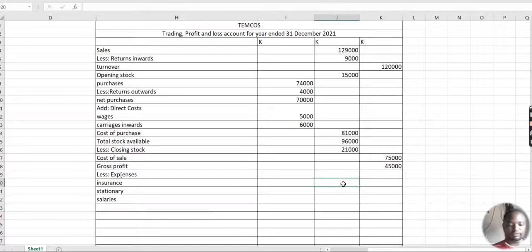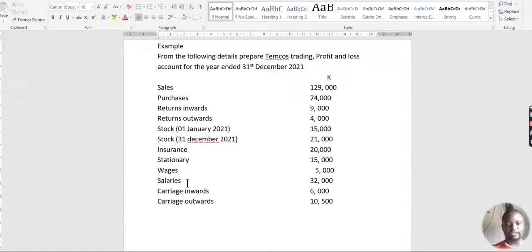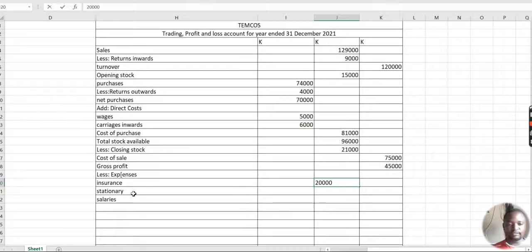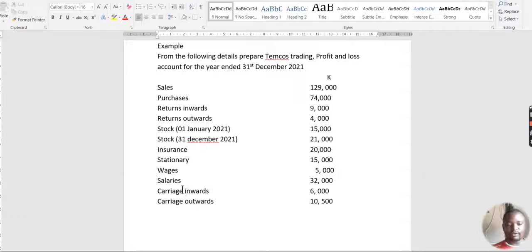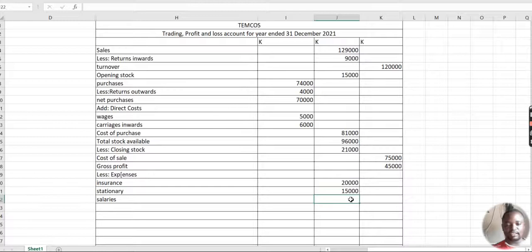Remember, we are using the third column, so it will be 20,000. Stationery, how much is my stationery? My stationery 1,000. I'll go there and put 15,000. Then what is my salaries? Let's check. Salaries is here 32,000. Okay. What other expenses do we have from there?